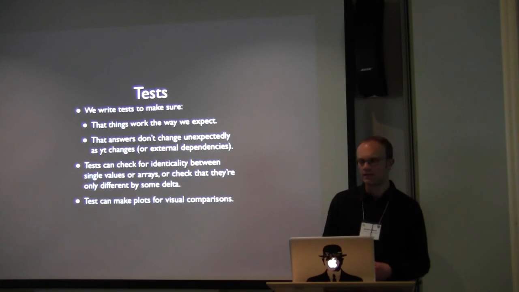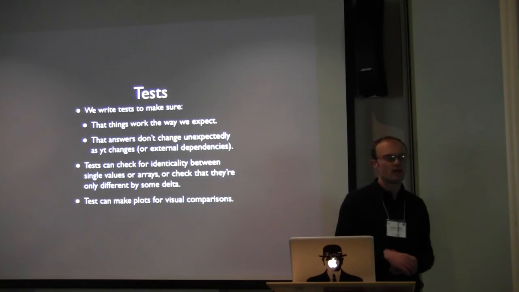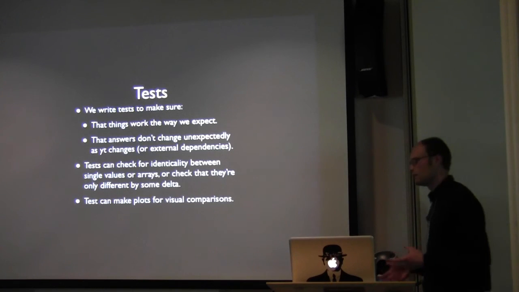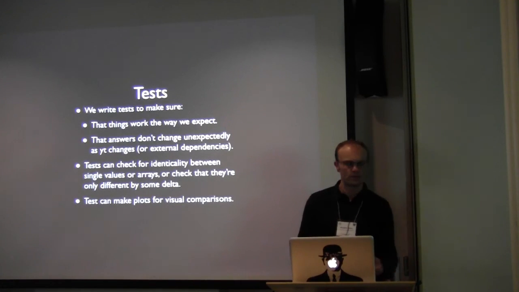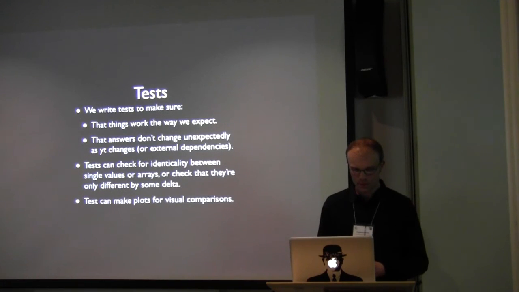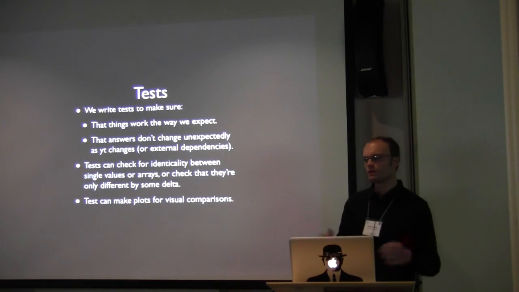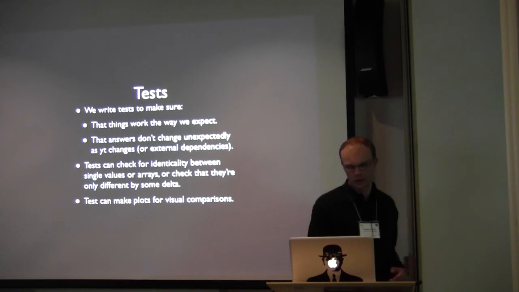And there's a way to write tests in YT, and I'm going to show you a little bit of that in the next couple of slides, where you can check for identicality of values or arrays, or you can make sure that they're only different by a small amount. So if it's something that can change a little bit, you can say it can only change by 1 part in 10 to the millionth or something like that. Also, you can output plots, which can be useful to just make sure there's nothing ridiculously wrong about your code or anything like that.